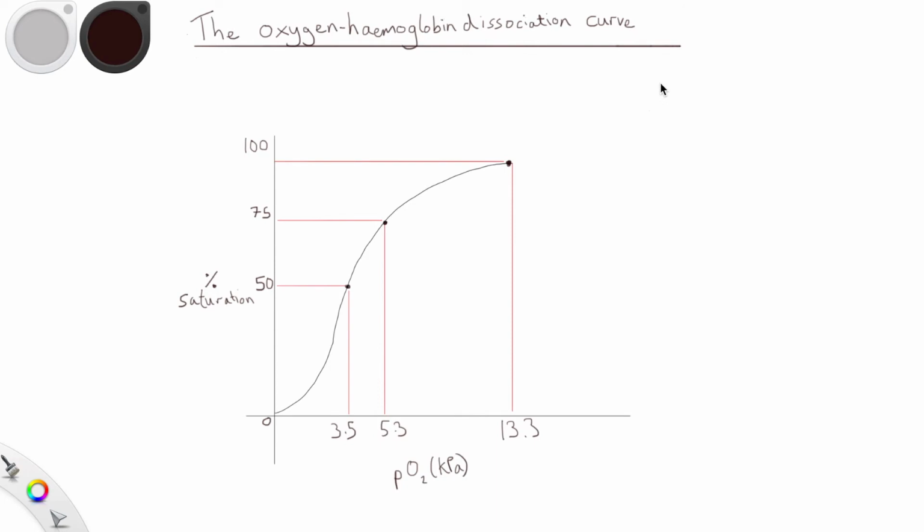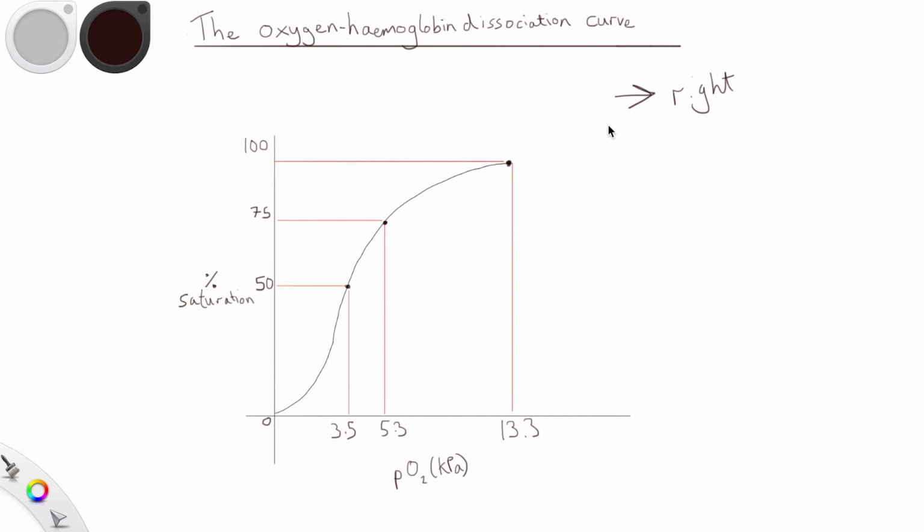Next, we will go on to discuss what are the major physiological factors that determine the position of the curve. When the curve is shifted to the right, this facilitates the unloading of oxygen into tissues, and the P50 value is higher than 3.5 kilopascals.